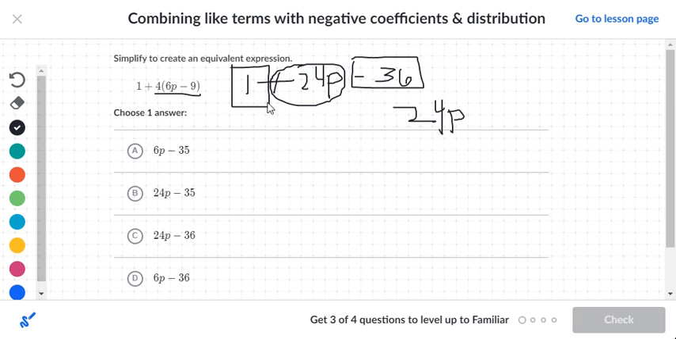But right here, we only have $1, but we ended up borrowing $36. So we should pay 36 back, but we're only paying back 1. So that brings it down to 35, what we owe. So it looks like it should be 24p minus 35, which would be letter B. And remember, we're only choosing one answer.